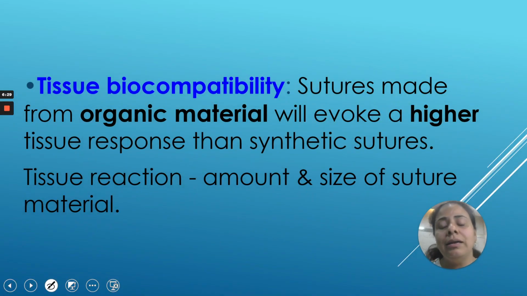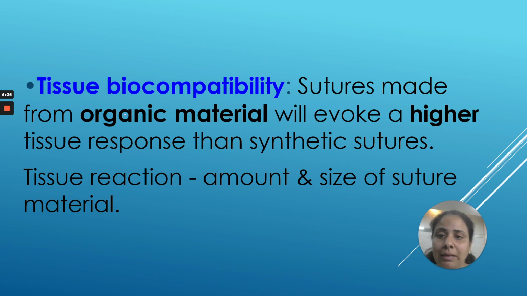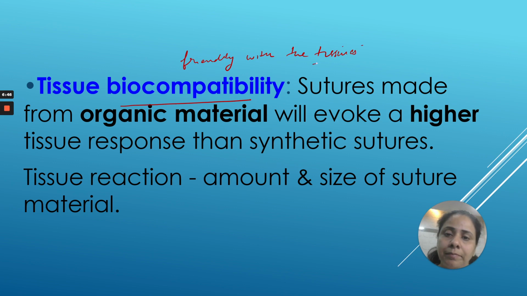And the second very important property of any suture material is tissue biocompatibility. What does it mean? It means they should be friendly with the tissues. They should not invoke any kind of foreign body reaction. These days mostly synthetic sutures are being used. If you are using natural sutures, they evoke some kind of foreign body reaction. If they are made up of organic materials, they do produce some kind of foreign body reaction, and we have to see what kind of suture material we want to use in what situation.